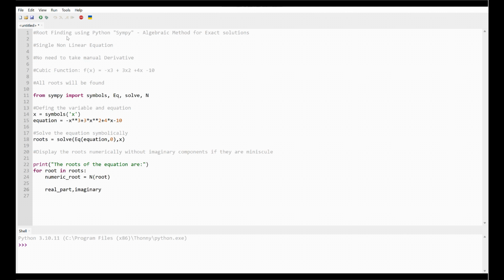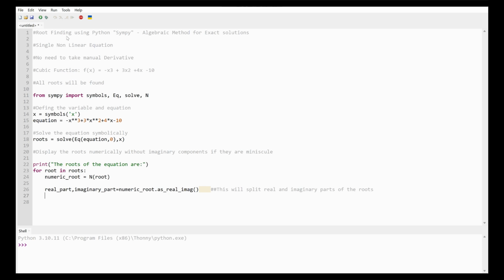In some cases roots may comprise complex numbers, so they will have a real part and an imaginary part. But the way SymPy does calculation in Python is that it always gives an imaginary part, no matter whether you have an imaginary part to the root or not. But the imaginary part is minuscule, so it could be 10 to the power minus 12. For example, the root could be 8 plus an imaginary part, and that imaginary part linked to the real root would be 10 to the power minus 12 or minus 20.